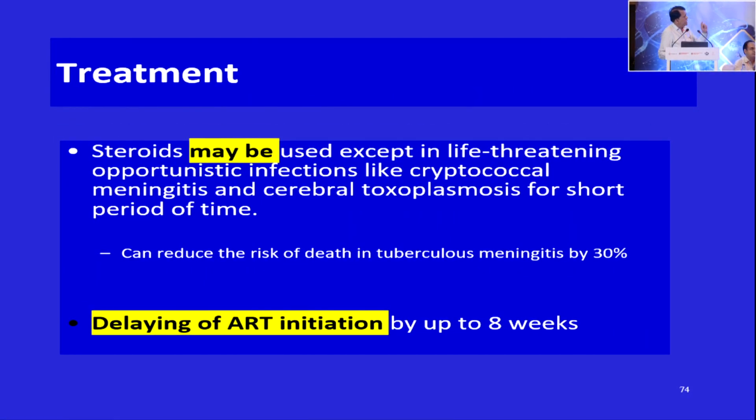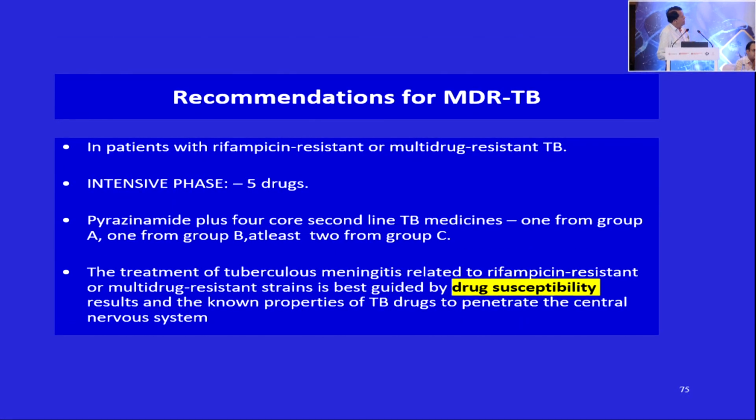Delaying the ART initiation, I have already talked about paradoxical reaction. Then the other important point is that the treatment of tuberculous meningitis related to a rifampicin-resistant or multi-drug resistant strain is best guided by drug susceptibility test. And that is what you have to look for. And the other drugs which penetrate, I think Garg has mentioned very clearly all the drugs that should be used.